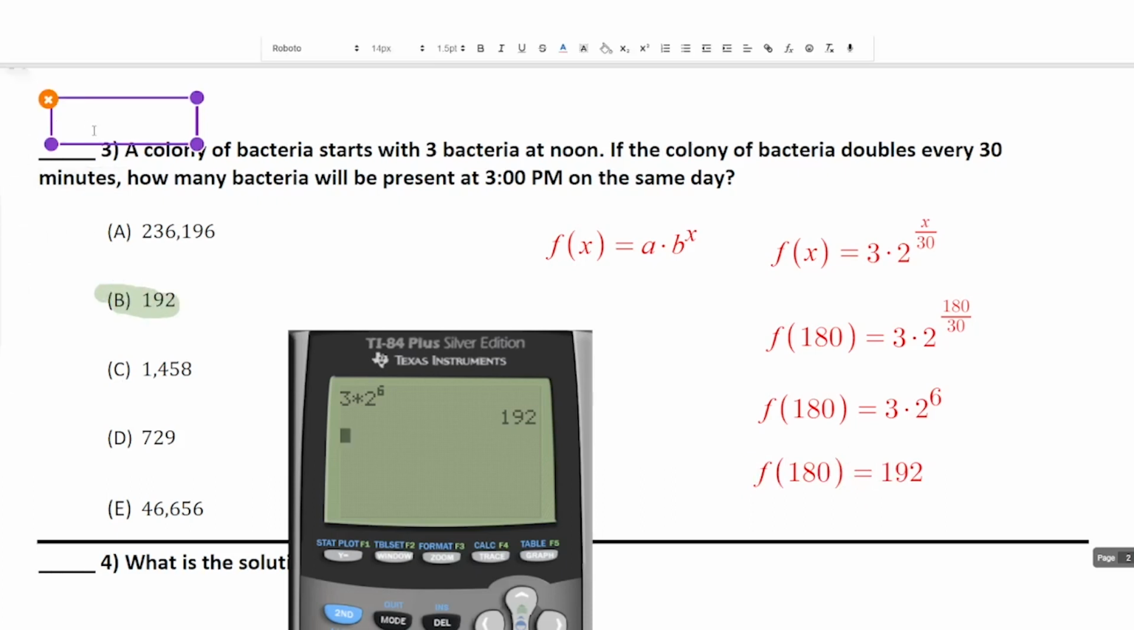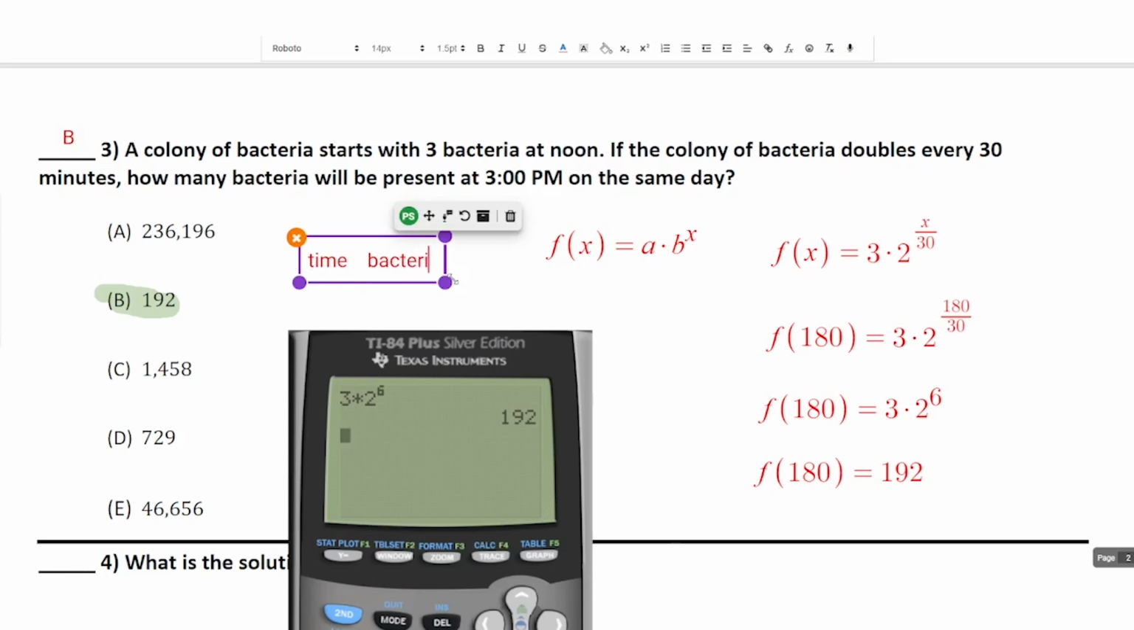But if you don't want to have to deal with equations and knowing how to set up an exponential equation and all that, you could just construct a table. Okay, so if we do time and bacteria and just count in increments of, let's say, 30 minutes, this should be pretty easy to come up with our answer. So at noon, there were 3 bacteria. All right, let's go ahead and underline these, make this look a little bit more like a table.